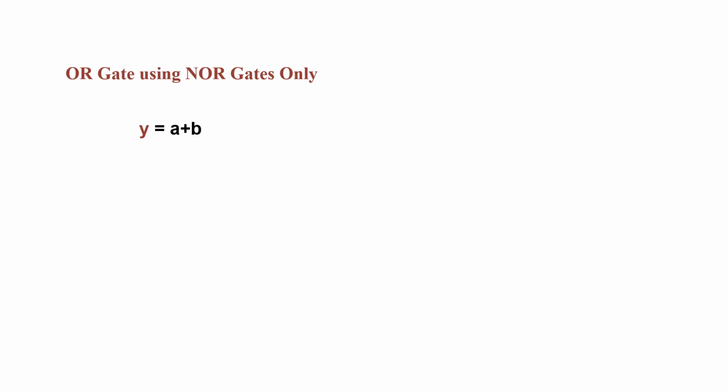Next, we will implement the OR gate using NOR gates only. We'll start by writing the Boolean expression for the OR gate as y is equal to A or B. And then we will complement this twice, so it is equivalent to itself. We'll say that this is equal to A NOR B inverted, so the complement of A NOR B.